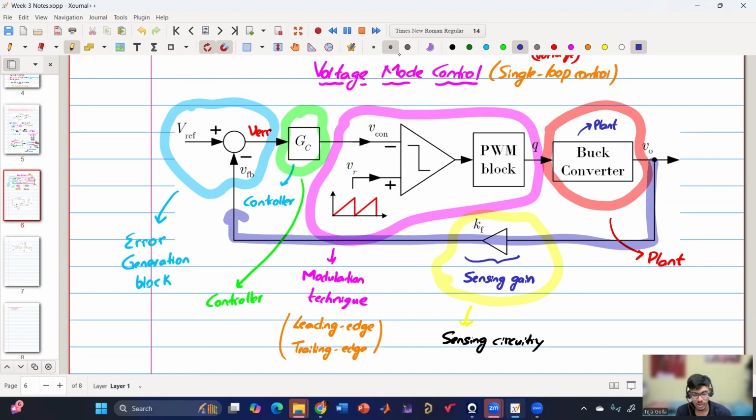If you have any questions, you can ask, else we'll move to the other control, which is the current mode control. Any doubts you have?